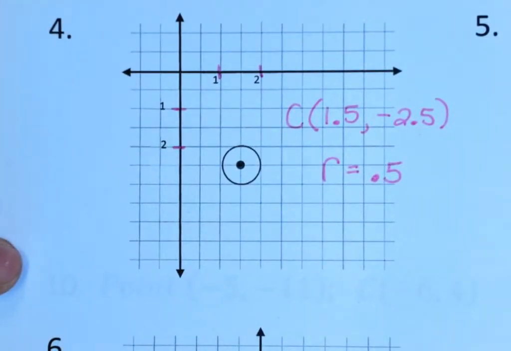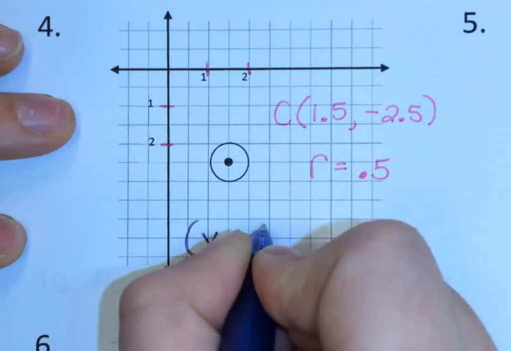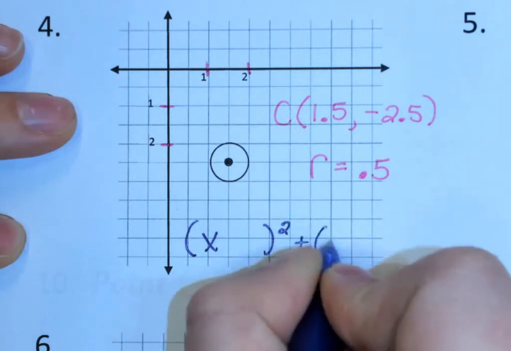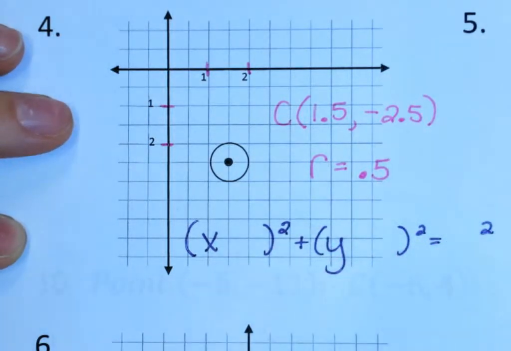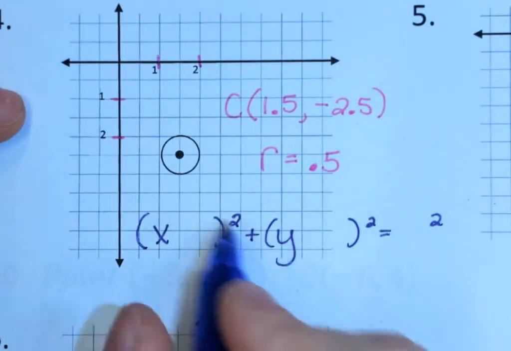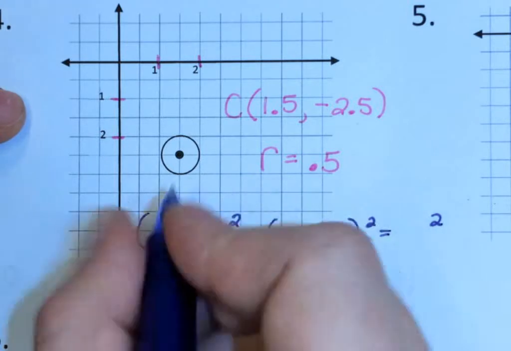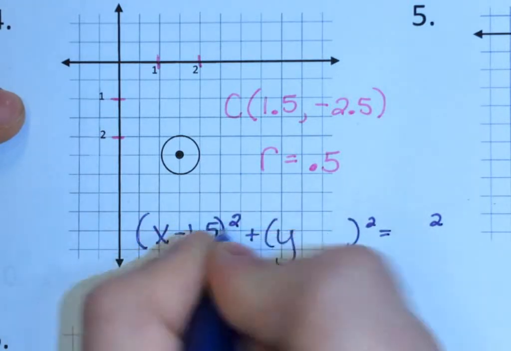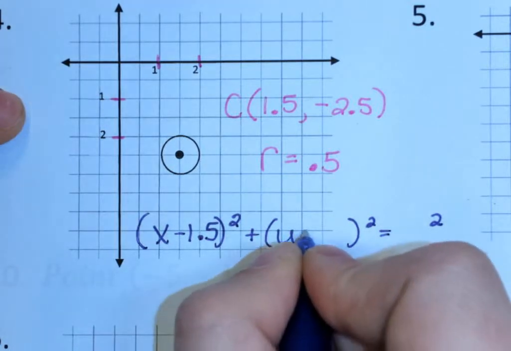Now, when I write the equation for this, it's not a big deal. It's just going to be x squared plus y squared equals r squared. And we're just going to put the opposite of the x coordinates. So what do I put here? Negative 1.5. Opposite of the y coordinate. Plus 2.5.